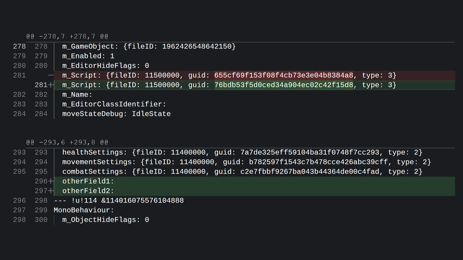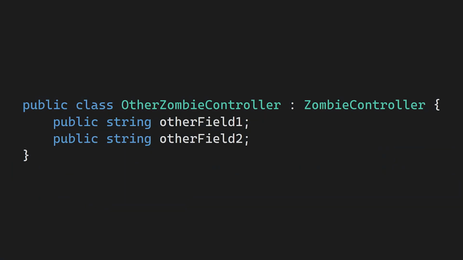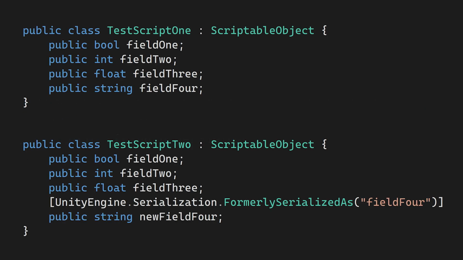Looking at source control, I can see that it only changed the script GUID and added the new fields from the new script. In this example, OtherZombieController is a subclass of ZombieController, but it wouldn't have to be. As long as the field names are the same between the two scripts, it will just work.